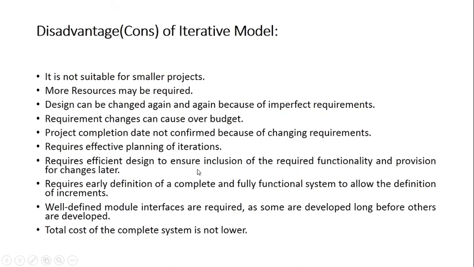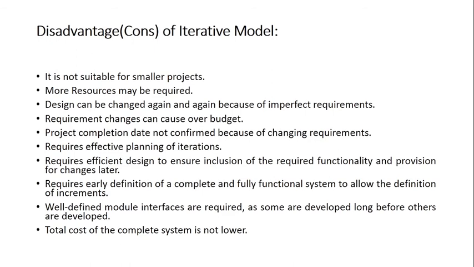It requires efficient design to ensure inclusion of the required functionality and provision for later changes. So whenever you're making an iteration, you have to keep in mind that you have to make changes in future. So always try to make a design in such a way that it has scope for making changes. We'll see this feature in the design phase, that we make our design functionally independent. That means it must have high cohesion and low coupling, so that you can make the relevant changes, or you can import or export the modules to and fro in the same project or on a different project.